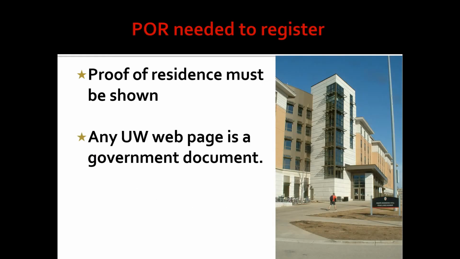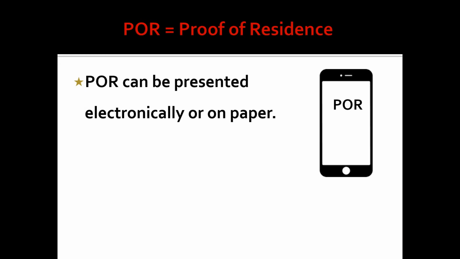When registering during early voting or on Election Day, proof of residence must be shown. Any University of Wisconsin webpage is a government document and may be used for POR, proof of residence. POR can be presented electronically or on paper. Most students will use an electronic government document.